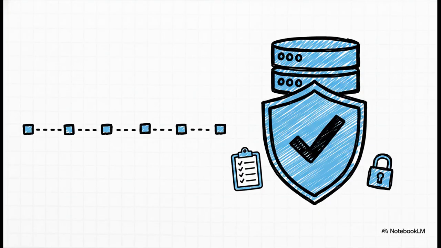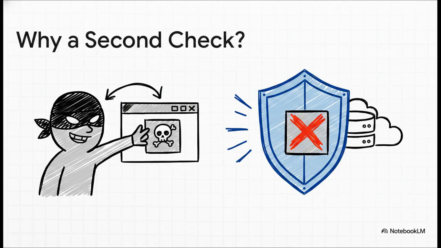Once your information finally arrives at its destination, the website's server runs its own set of much tougher, more thorough checks. This is the final authority, the one that truly decides if your data is good to go. So why have two checks? Couldn't we just rely on the first one?